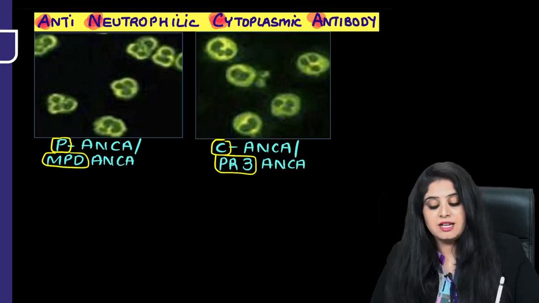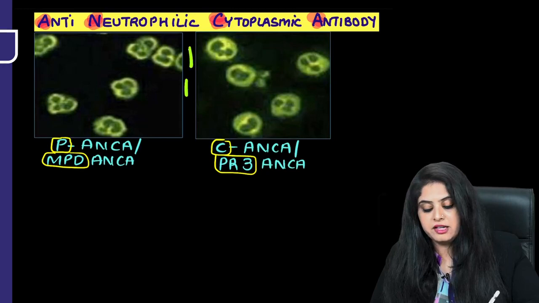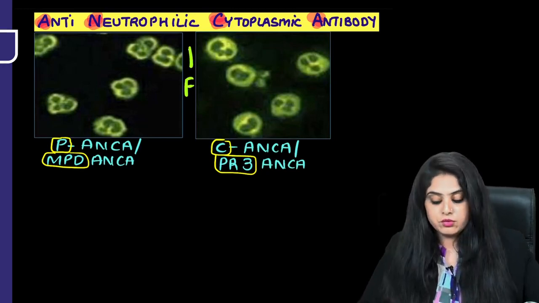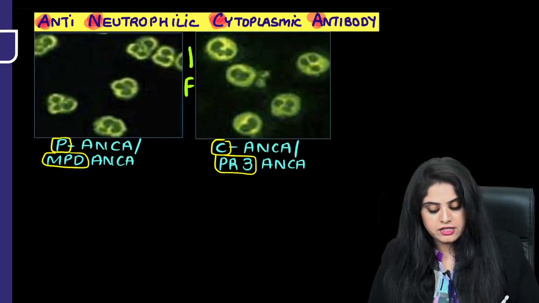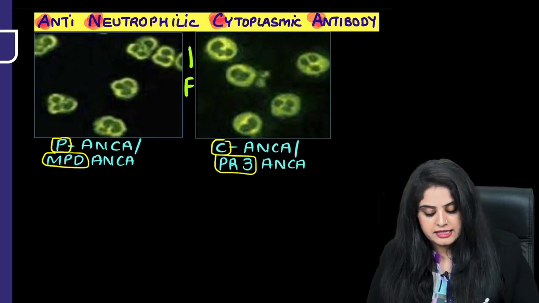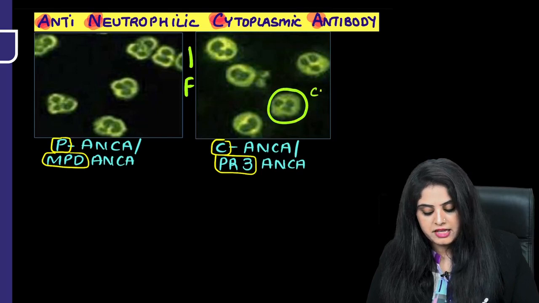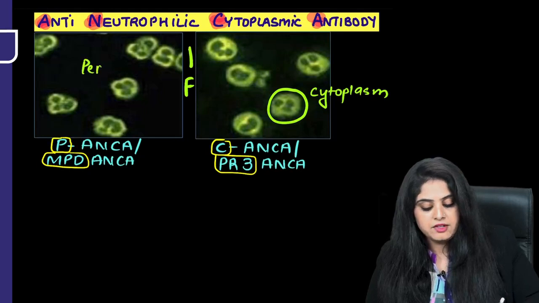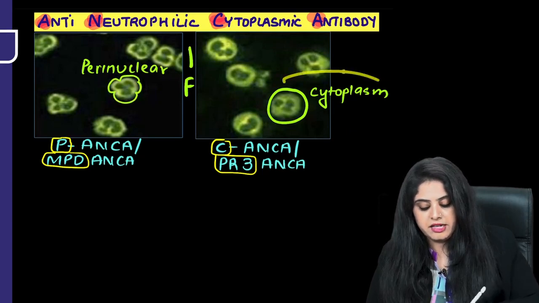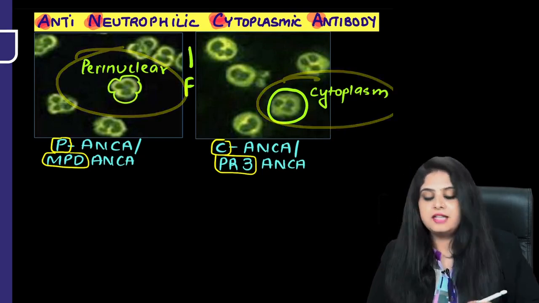So please note, how will I identify? What are these pictures? These are immunofluorescence photos. And how will I identify them? See, C stands for cytoplasmic. So I will see that the entire cytoplasm has become green in color, not the nucleus, only the cytoplasm. Whereas P refers to perinuclear. I will realize that everything around the nucleus has become green over here. So remember cytoplasmic and perinuclear, C ANCA, P ANCA.